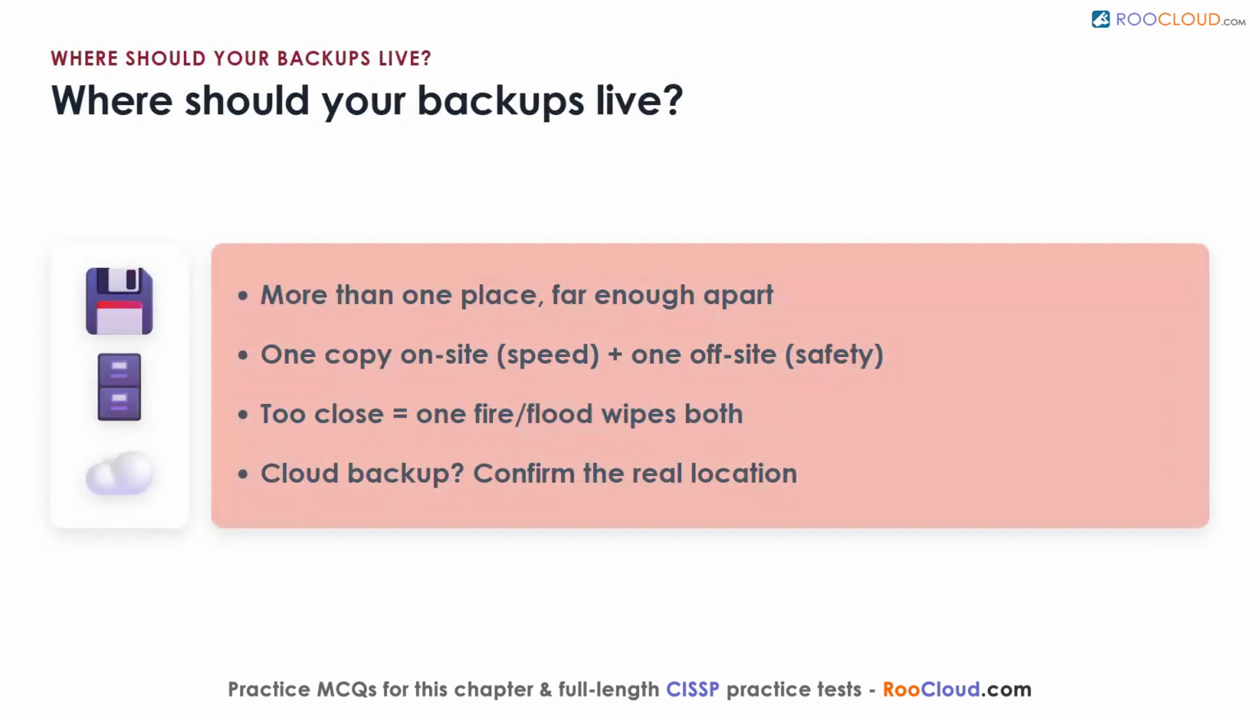So where should your backups actually live? In more than one place, and far enough apart to survive a disaster. Keep one copy on site for speed and another copy well off-site for safety. Store the off-site copy too close and a single fire or flood could wipe out both. Larger organizations replicate data to separate geographic regions to keep it available. And if you back up to the cloud, confirm that copy really sits in a different location.